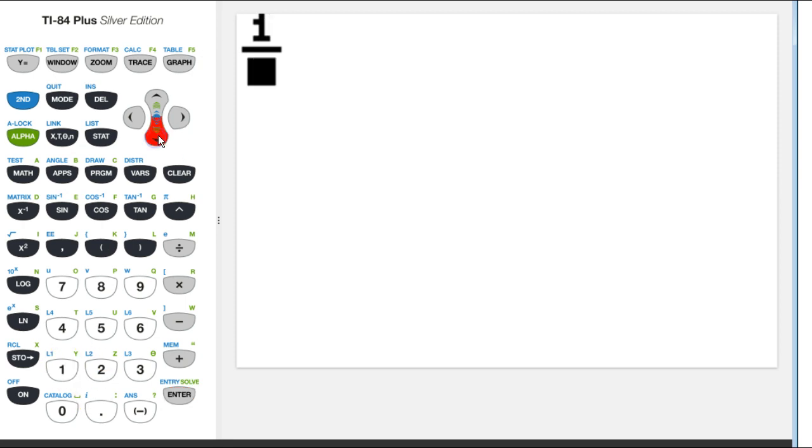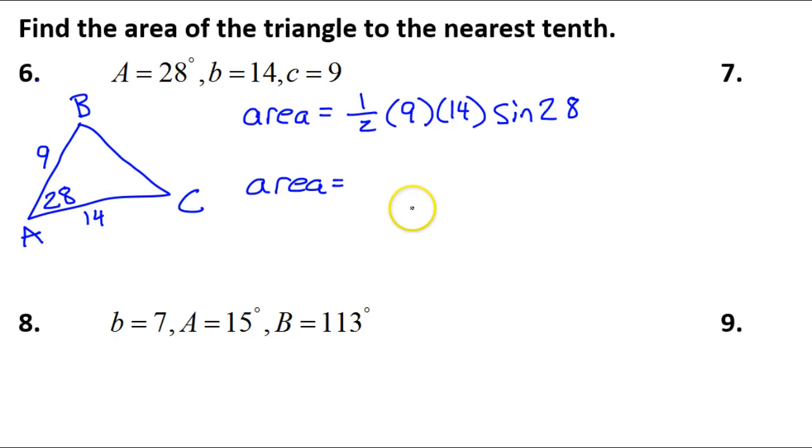Now I know what you're thinking, couldn't you just use 0.5? And yes, you could, but if you're doing that because you don't know how to make a fraction, then the bigger problem is the fact that you don't know how to make a fraction, and you should. Okay, so it's time to learn, up your game. So 9, 14, 28.